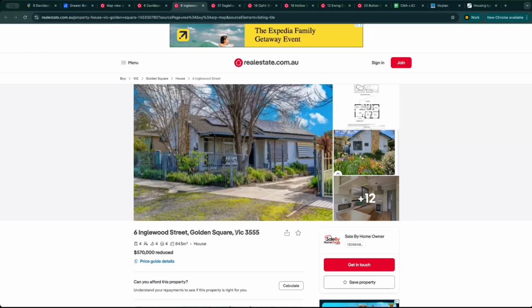Number 6, Inglewood Street, Golden Square. It's a 4-bed, 1 study, 4 bathroom, 4 parking space on 840 square meters of land at $570K. The price has been reduced. Now, what you'll want to know is why the price has been reduced. One possible reason is because this property is being sold directly by the homeowner. So they're not a real estate agent.